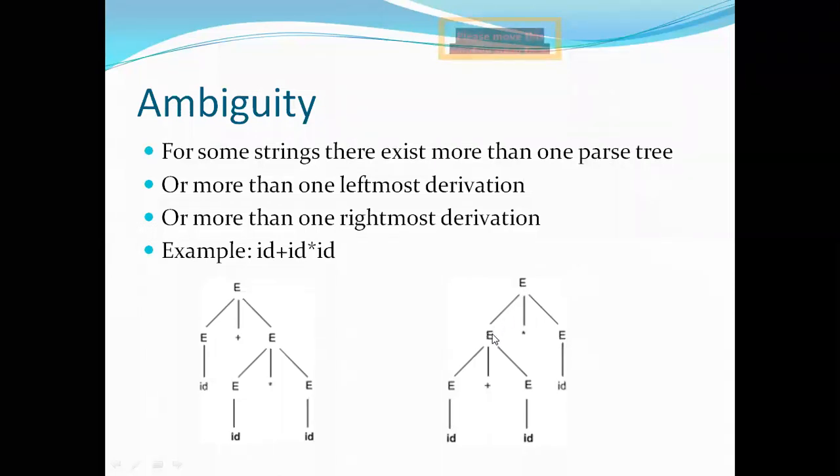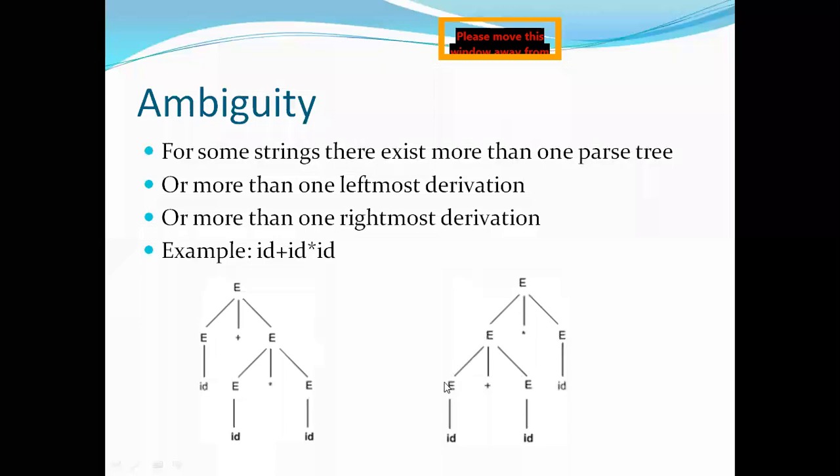Coming to the other one, here E is the starting symbol and it is the root of the parse tree, and E is replaced with E star E. Here we are doing the leftmost derivation, replacing the left non-terminal at each step with its alternative. And in the rightmost derivation, at each step we are replacing the right non-terminal by its alternative.